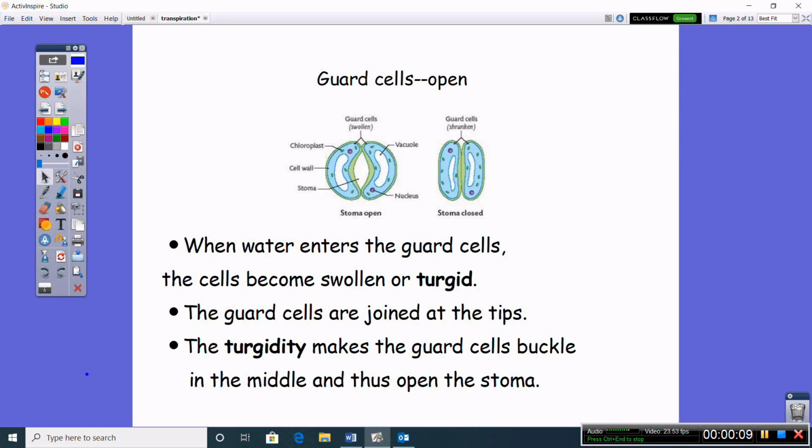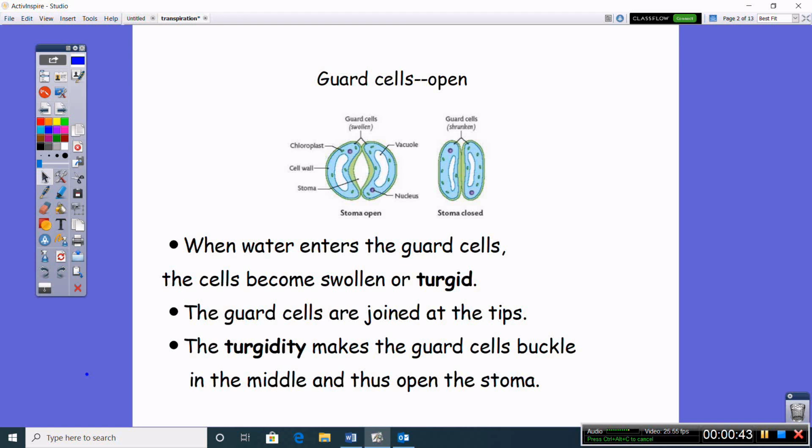Okay, and so if you remember back to fall semester, we talked about C3, C4, and CAM plants, and we talked about how with C3, which is most of your normal plants, sometimes they close their stomata to prevent transpiration. We talked about it in the water cycle too, to prevent water vapor from wanting to leave the leaves through the stomata.